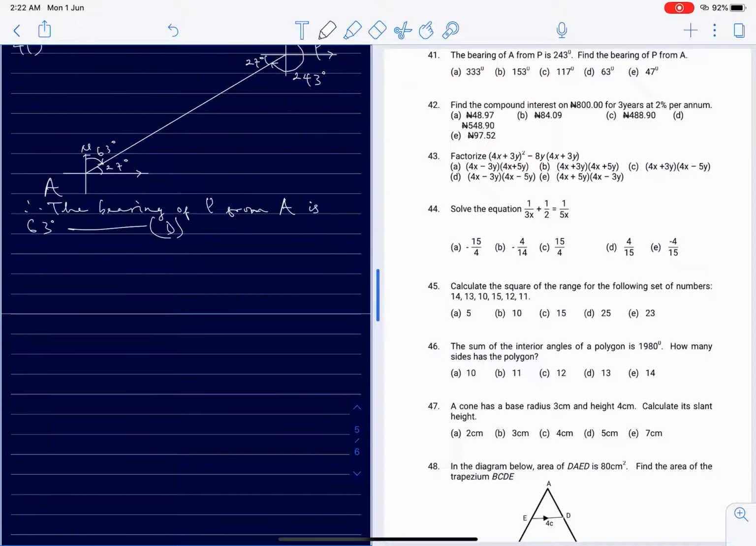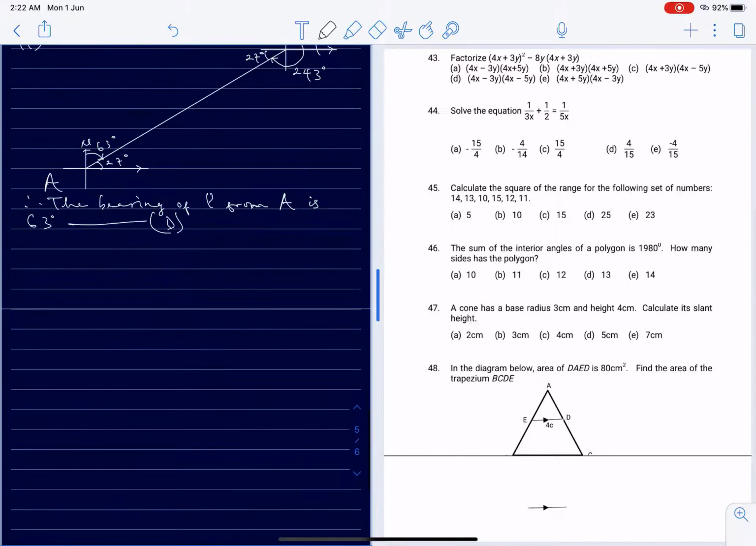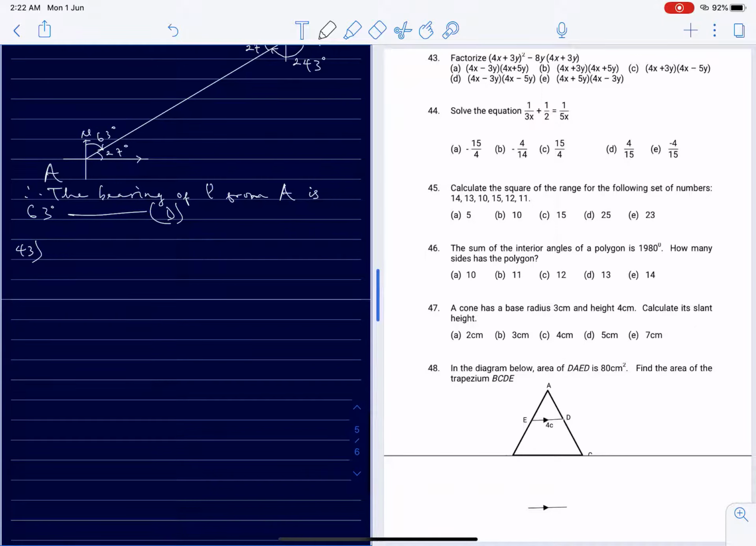Yeah, welcome back. We continue from where we stopped. That's number 43. Factorize. This is the continuation of part 2 of our review.